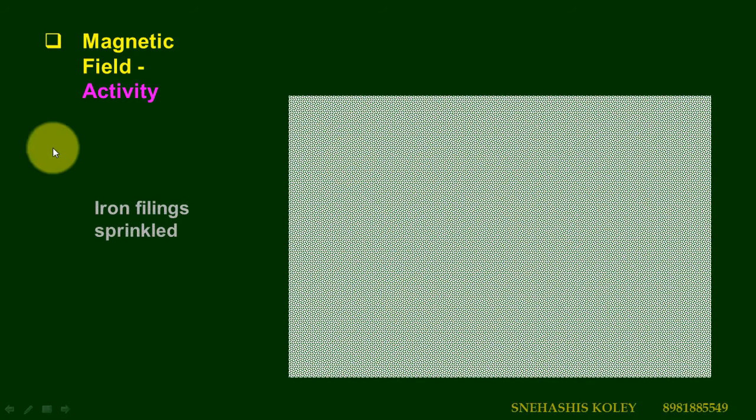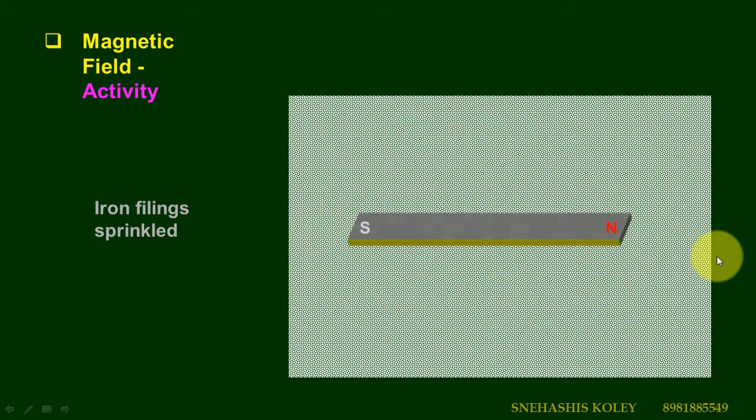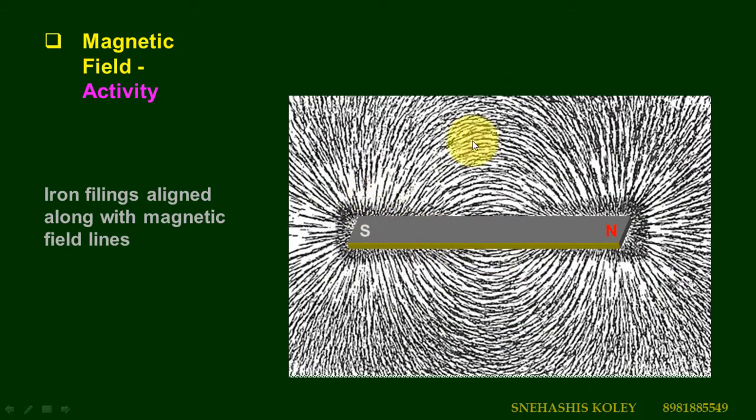In this figure, we have sprinkled some iron filings on a paper board, and we place a bar magnet. Due to this, they rearrange themselves in a pattern. These iron filings are arranged in this manner because they are experiencing a force due to the bar magnet's magnetic field, and they are arranged according to the magnetic field lines.